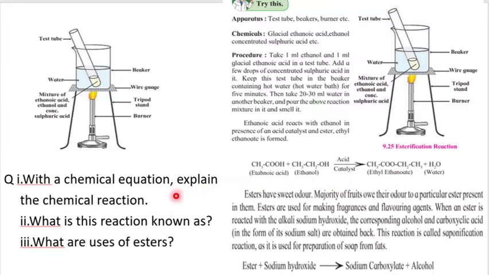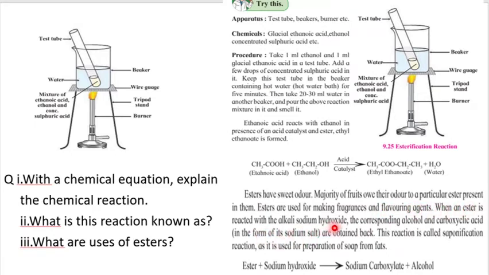So we have to write down the chemical equation, that is ethanoic acid CH3COOH and ethanol CH3CH2OH. Here water is formed. So hydrogen from the ethanoic acid and OH from the ethanol form water, and CH3COOCH2CH3, that is the ester, is formed. What is the use of the ester? As we know, ester has a sweet odor. So esters are used for making fragrance and flavoring agents.